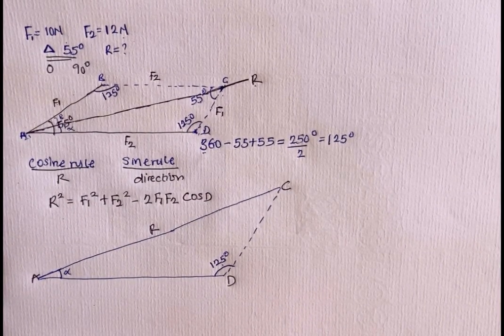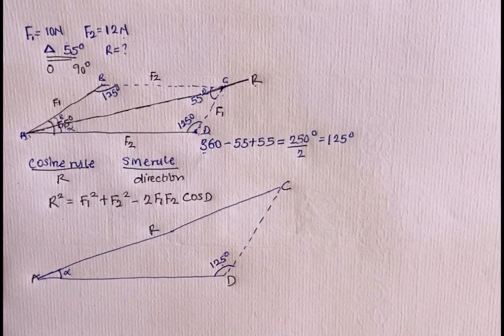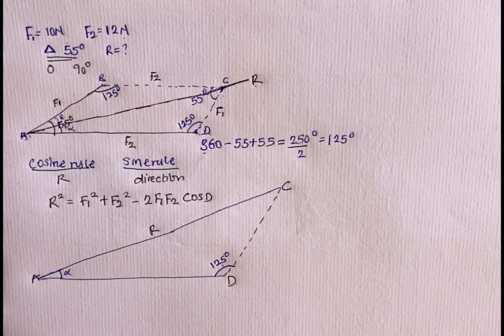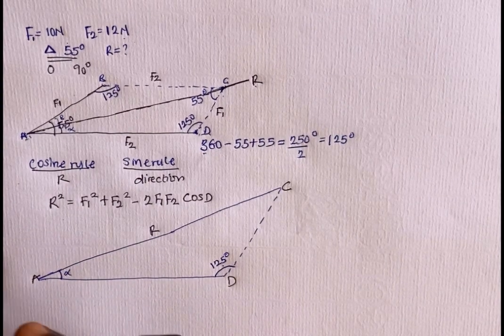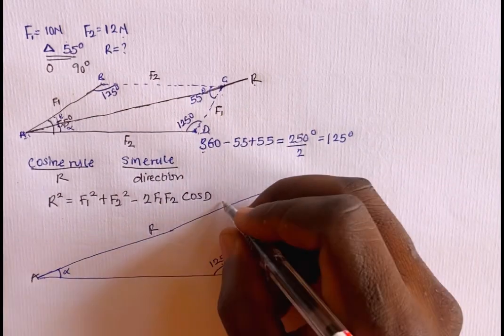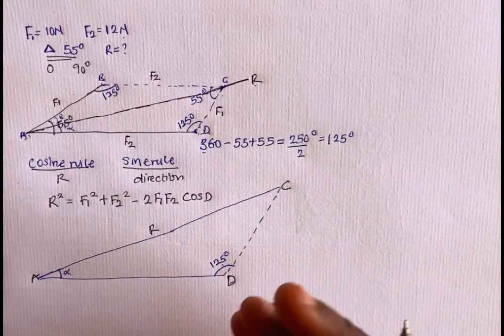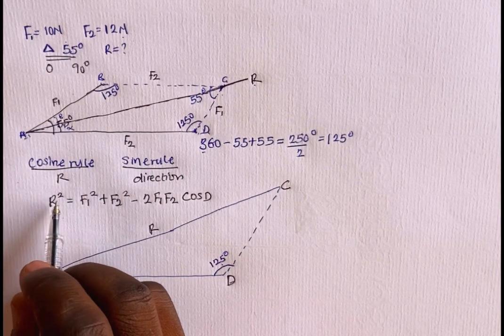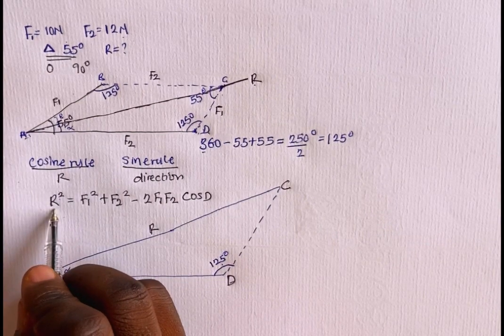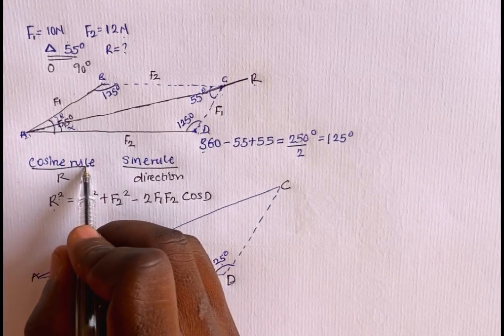After that, then I'm given my angle C here. So what I'm going to consider now is that the major angle that I'm going to use to get my alpha or to get my resultant force R is angle D. But I'm going to calculate it using my R squared, which is my resultant force. And the formula which I'm going to use is known as the cosine rule.